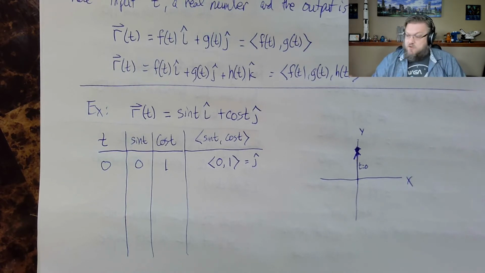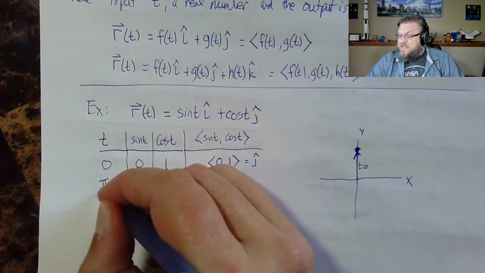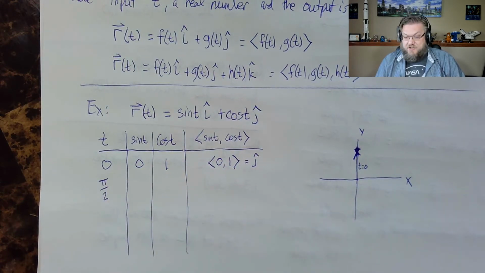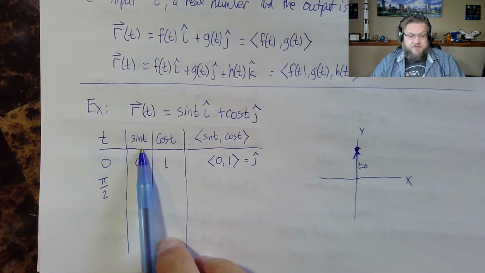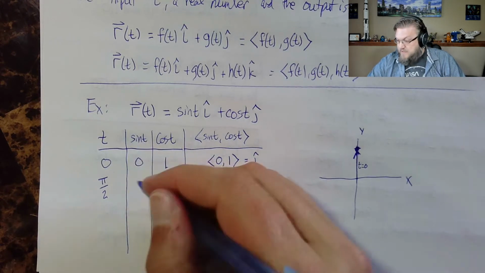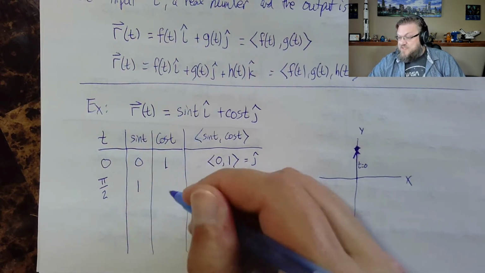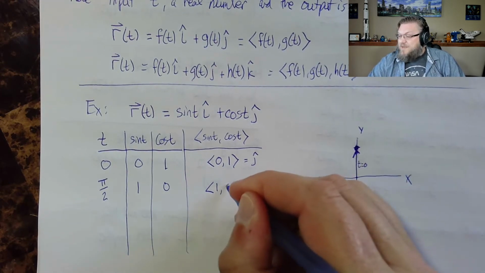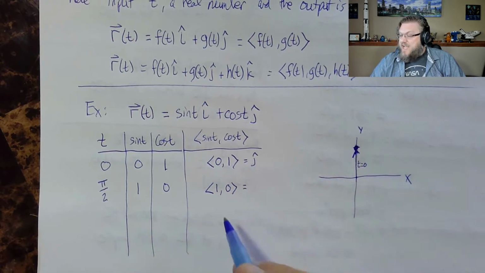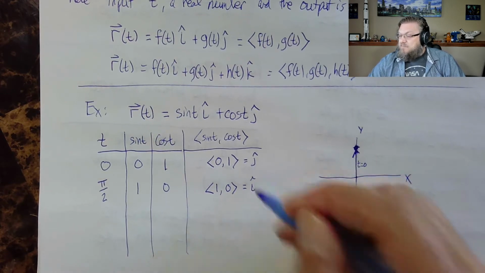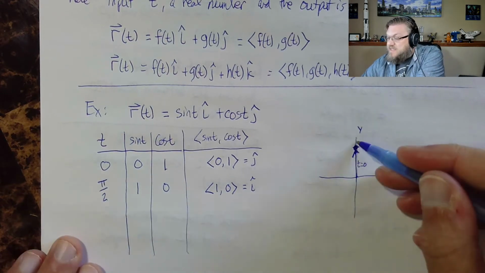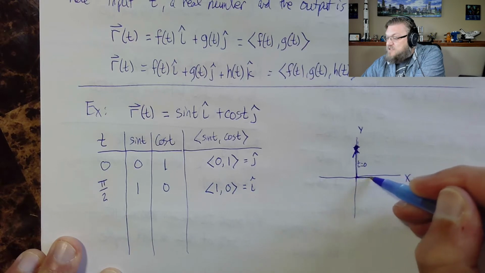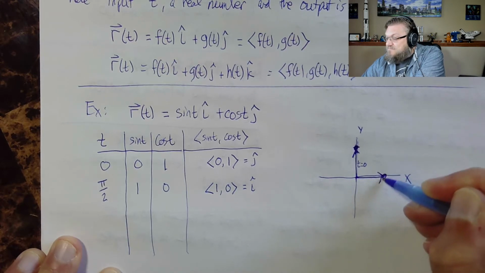Now I might ask, well, what about another convenient time later? This is a trig function, so maybe I pick pi over 2 seconds. At pi over 2 seconds, where am I? Well, sine of pi over 2 is 1, and cosine of pi over 2 is 0. So now I'm pointing at 1, comma 0, which is just i. I've gone from pointing here to, pi over 2 seconds later, pointing here.